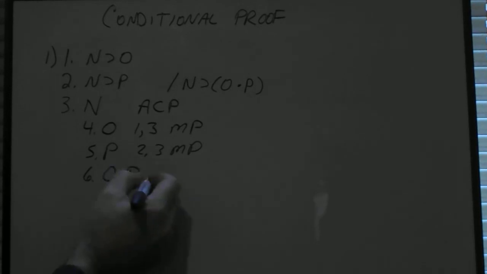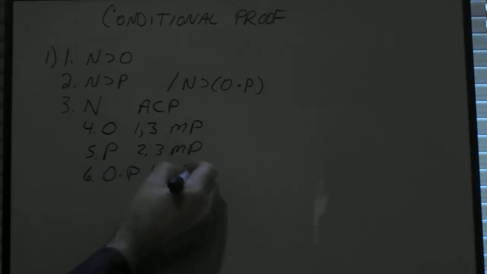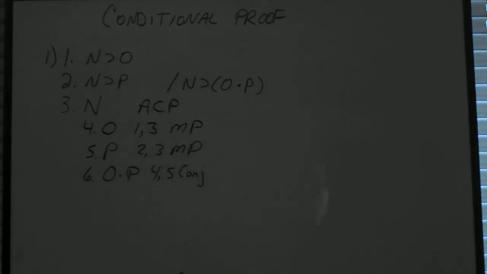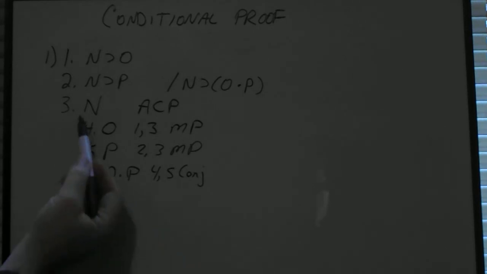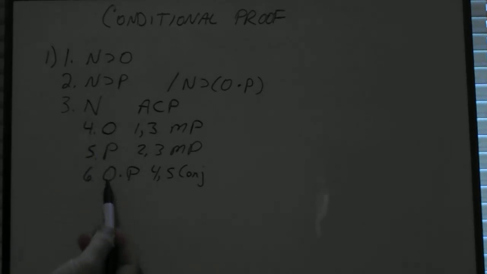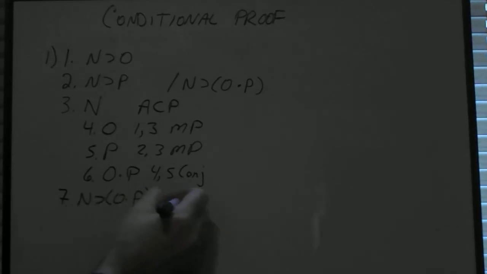Well, since O and P are on these two separate lines, I can use conjunction to join those together, like that. And so I started with the antecedent. I've made my way to the consequent. So now going back over here, I can draw the conclusion, if N then O and P, based upon lines 3 through 6 as a conditional proof. Okay. So again, that's basically the way that it works for us.